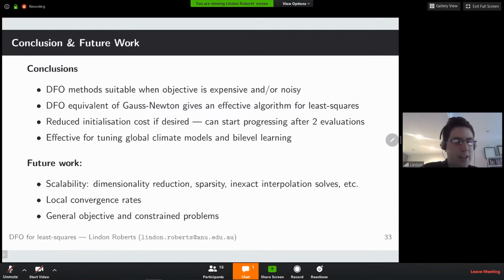A few things I'm looking at the moment are improving the scalability with things like dimensionality reduction techniques. I'm trying to improve some local convergence rates, so just improving the set of theoretical results available, and looking at more general objective problems, and maybe looking at constrained problems, because that at the moment is a fairly understudied area. That was everything I wanted to mention. I realize I've gone a couple of minutes over, but thank you for listening, and I'm happy to take questions.